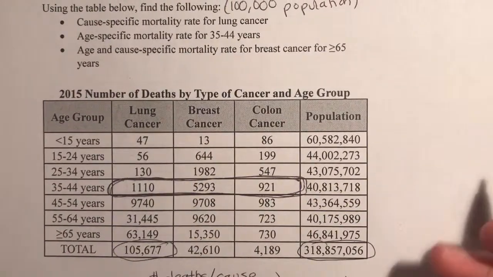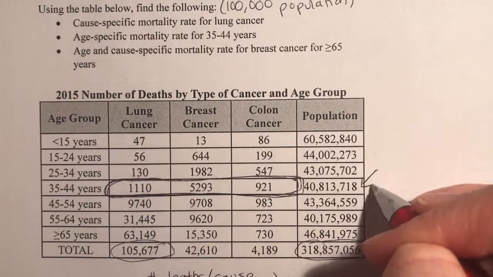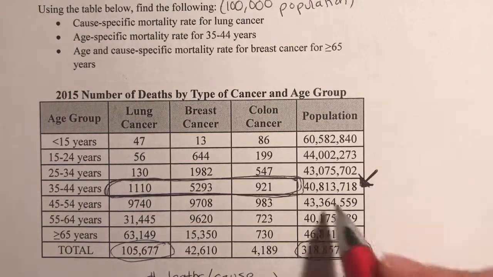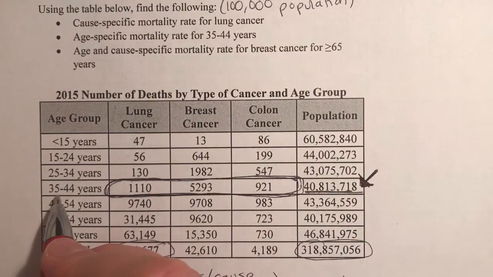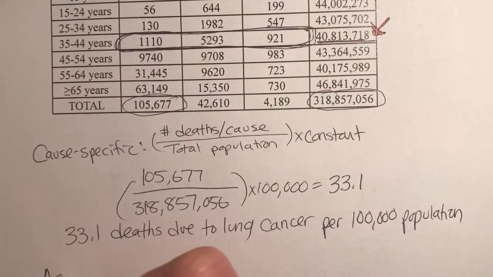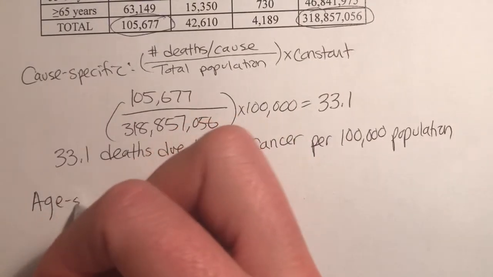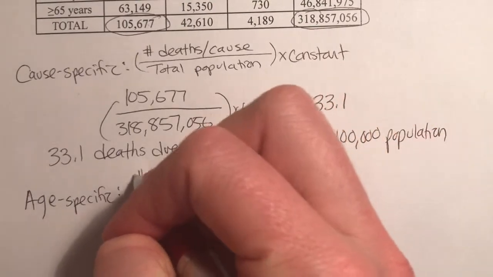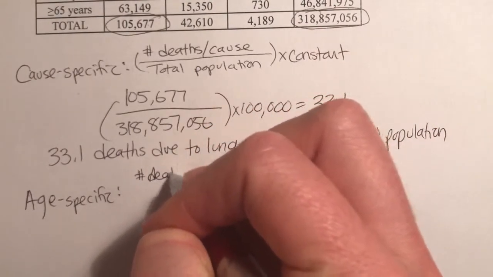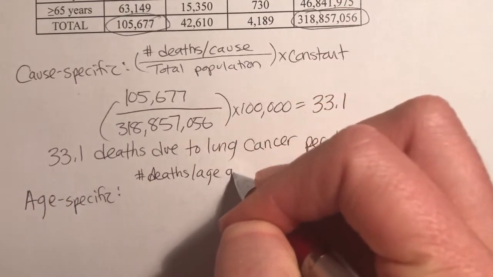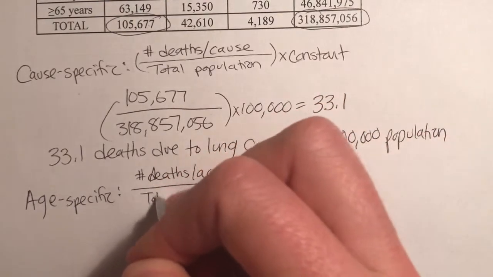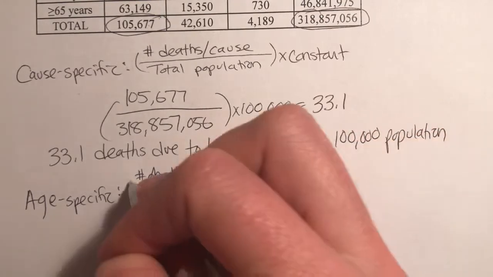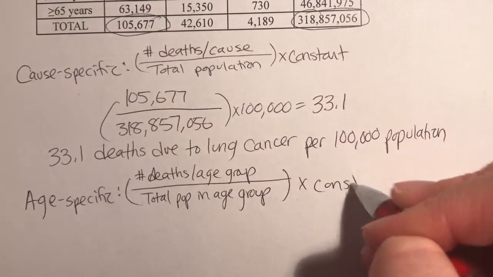And for our age-specific mortality, we only use the population in that age group. So we are only interested in the total population in the 35 to 44-year-olds. Okay, so again, I'm going to move down a little bit more. Age-specific formula is the number of deaths in an age group divided by the total population in that age group. Okay, so we're focused just in on our 35 to 44-year-olds.